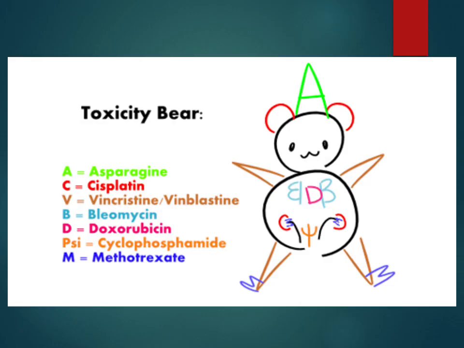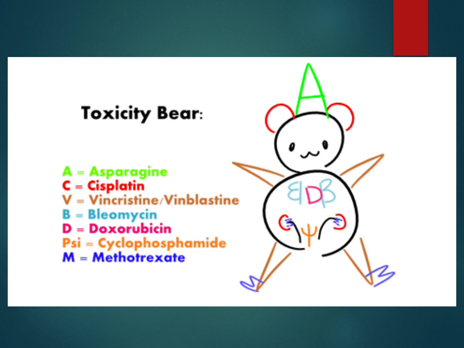Something that I think is helpful when you're thinking about toxicities for GYN cancers is this toxicity bear. The ones I would focus in on for you are cisplatin. If you see the little C's for the ears and the C's at the kidneys, that reminds you that cisplatin is ototoxic and nephrotoxic. For vincristine and vinblastine, which we'll use sometimes for GTD, you get some neuropathies. Bleomycin particularly causes pulmonary fibrosis, and that's part of the BEP regimen that we'll use for germ cell tumors of the ovary.